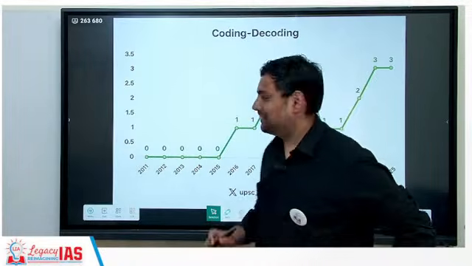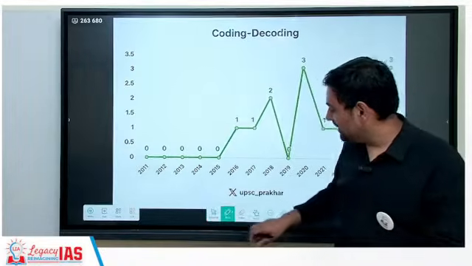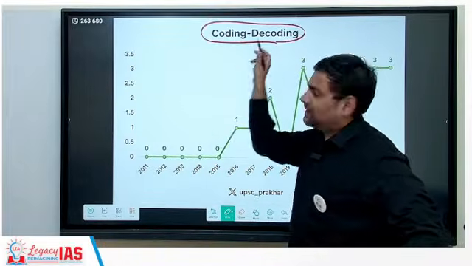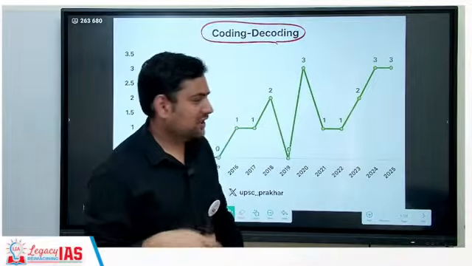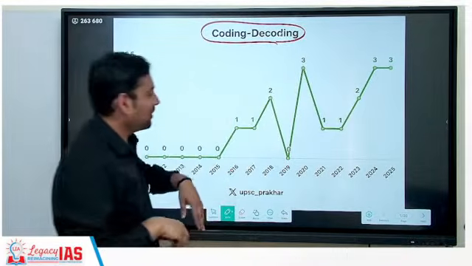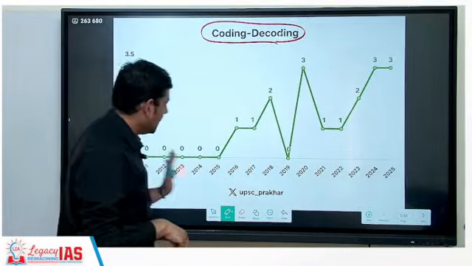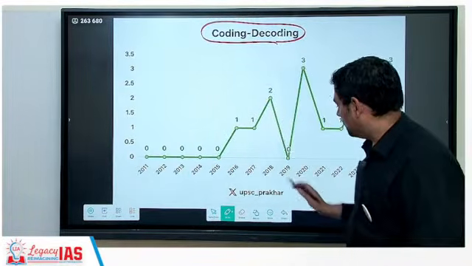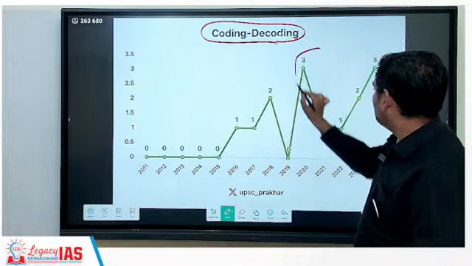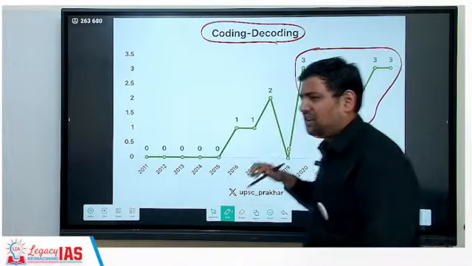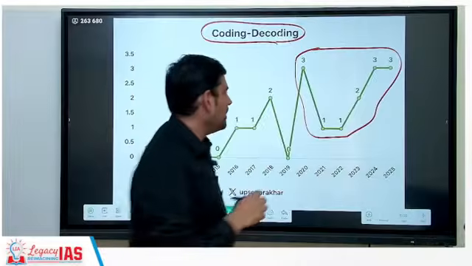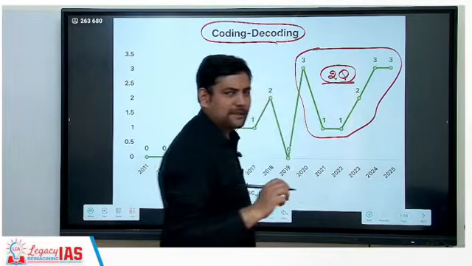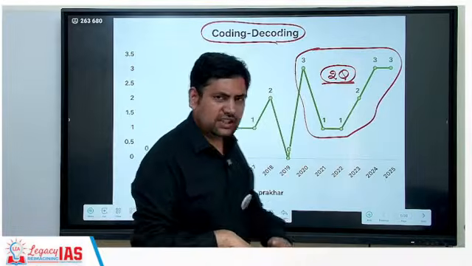The topic for today, as you know already, is coding-decoding. If you want to see the number of questions, I've already plotted a graph. Earlier there weren't any questions, but after 2020 we are constantly seeing 2 to 3 questions. On an average, you can expect 2 questions from this. This is a very easy chapter.